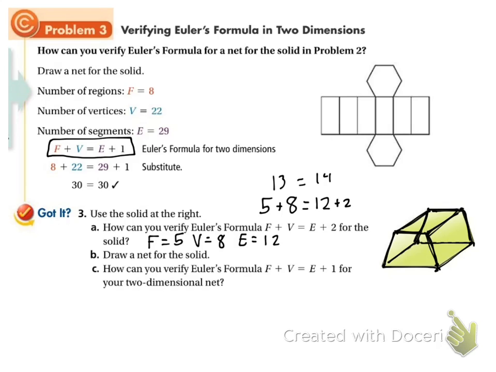It should work. If I count my faces, 1, 2, 3, 4, 5, 6. Oh, I had 6 faces. This should be a 6. This should be a 6. And that makes it 14. It should always come out true for a polyhedron.